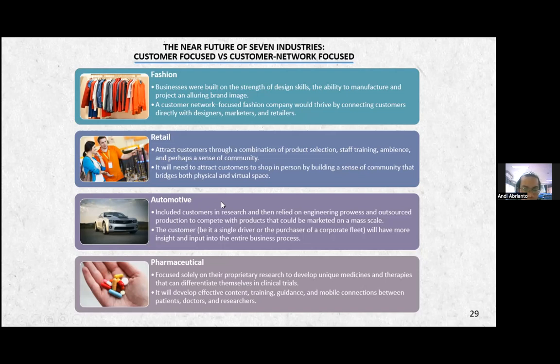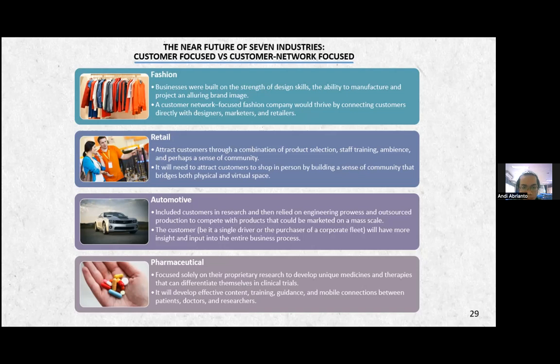In the automotive industry, for customer focus, they include customers in research and then rely on engineering prowess and outsource production to compete with products that could be marketed on a mass scale. And in customer network focus, the customer, be it a single driver or the purchaser of a corporate fleet, will have more insight and input into the entire business process.